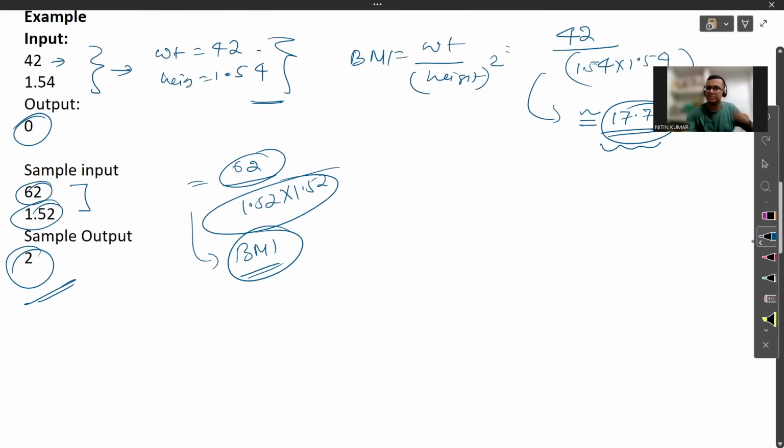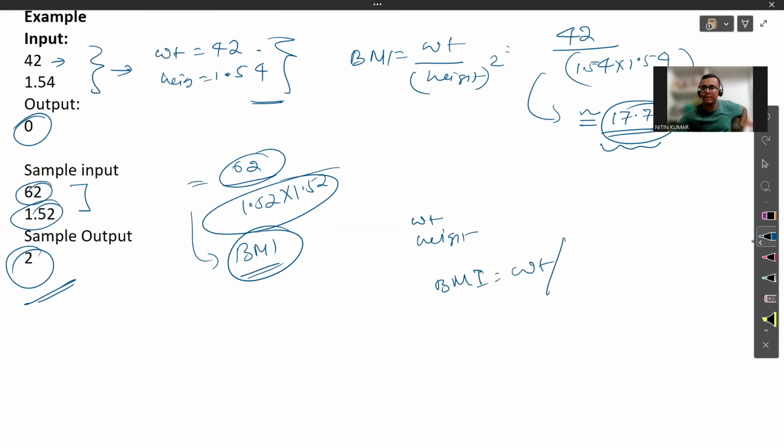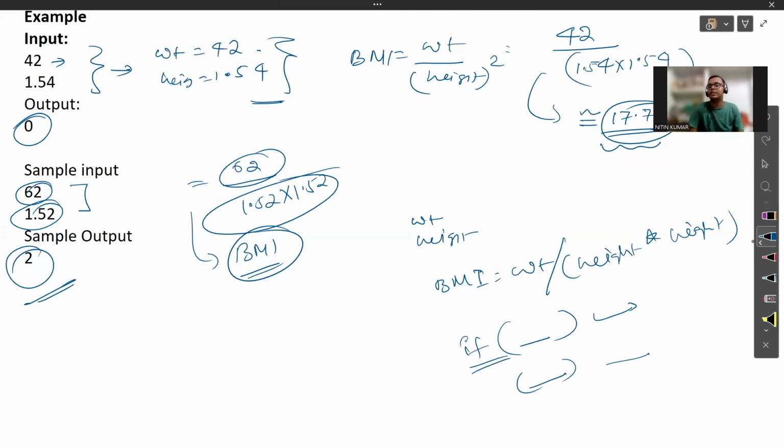How to do it? Simple enough. We just take the input of weight, we take the input of height, and then we calculate the BMI. The BMI formula is nothing but weight divided by height multiplied by height. Then we just use if else conditions: if it lies in this range, we have to print this; if it lies in this range, then we print this. Simple if else conditions would be there.